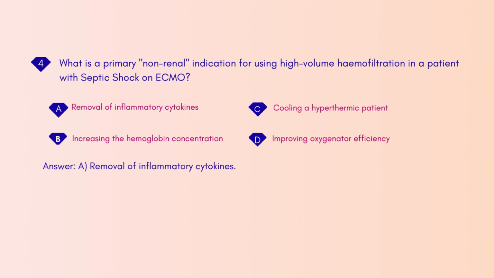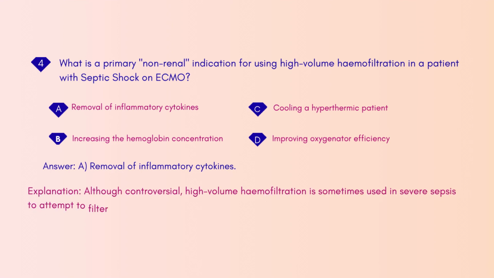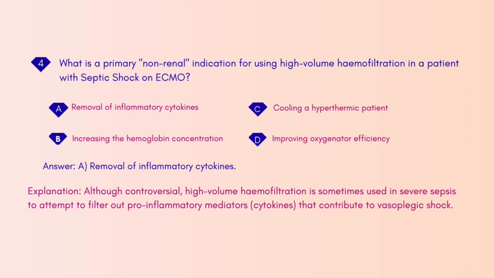Removal of inflammatory cytokines. Explanation: although controversial, high-volume hemofiltration is sometimes used in severe sepsis to attempt to filter out pro-inflammatory mediators, cytokines, that contribute to vasoplegic shock.